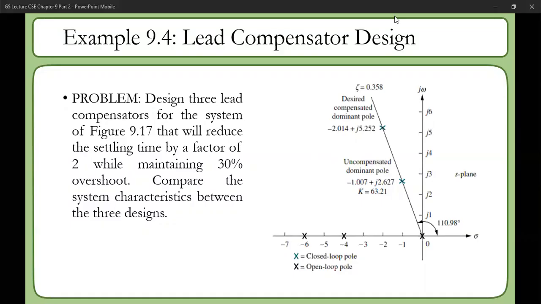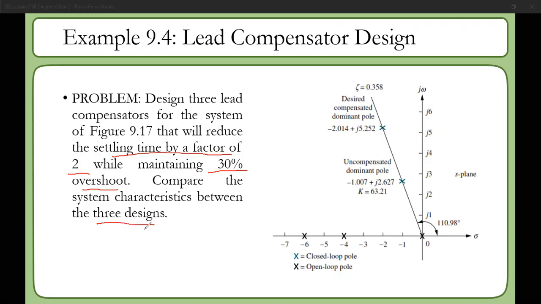So here, what the question says is that you have to have a reduction of the settling time by a factor of 2, and you have to maintain 30% overshoot. Okay, so then you have to compare between 3 different designs.